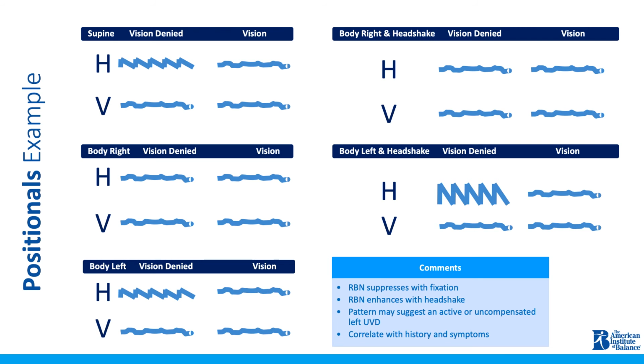When we add in the body lateral headshake, you can see that there is no post-headshake nystagmus in body right. However, there is a significant enhanced nystagmus in body left. This is an example of why you should always complete both lateral body positions so you can compare both and nothing is overlooked. As always, this test should be compared to the patient's history, symptoms, and results from other tests in the battery.